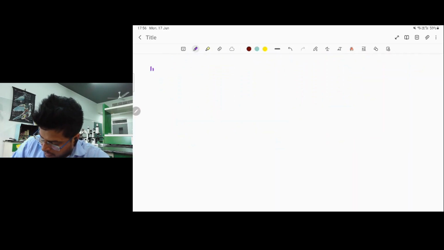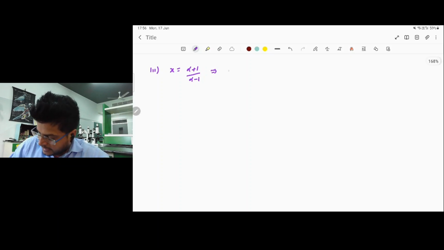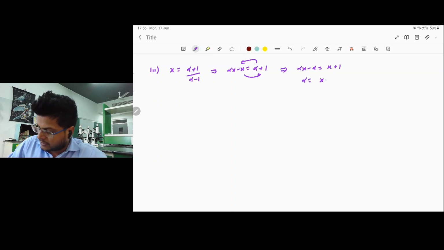Okay. So the third question is again x equals alpha plus 1 by alpha minus 1. So those who know componendo and dividendo, you can directly get alpha in terms of x. In case you don't have clarity over componendo and dividendo, no trouble with that. Just do the regular calculation and find alpha in terms of x. So from here, what can we get? Alpha x minus x equals alpha plus 1. Let's bring this alpha to this side, x to this side. So what will we get? Alpha x minus alpha equals x plus 1. So alpha equals x plus 1 by x minus 1.